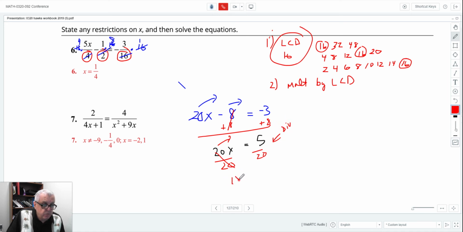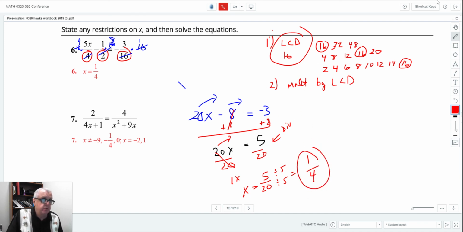20x divided by 20 is 1x. Another way of writing 1x is just x. 5 divided by 20 reduces. They both divide by 5, and I get 5 divided by 5 is 1, and 20 divided by 5 is 4. So the answer is x equals 1/4.